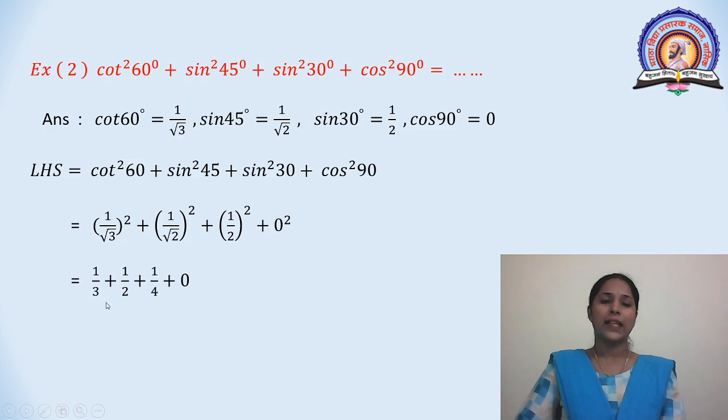Here, taking an LCM throughout 12, we get 4 by 12 plus 6 by 12 plus 3 by 12, that is 4 plus 6 plus 3, that is 13, total divided by 12. Answer is 13 by 12.